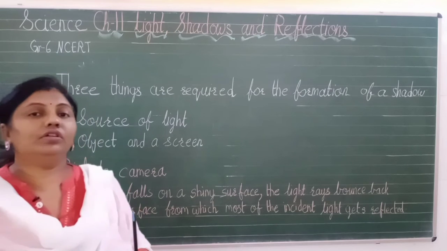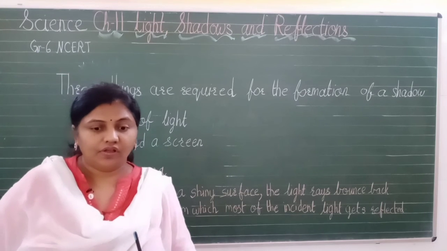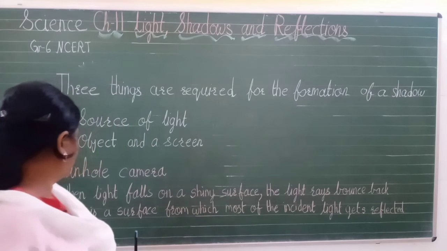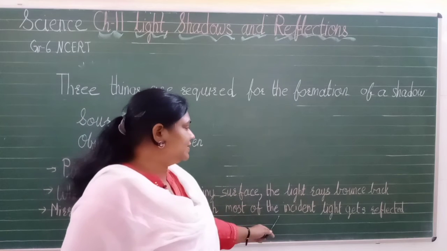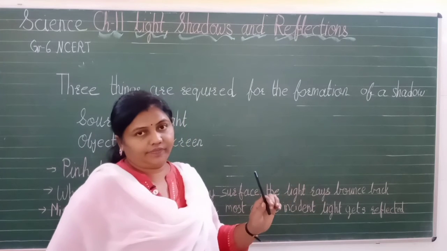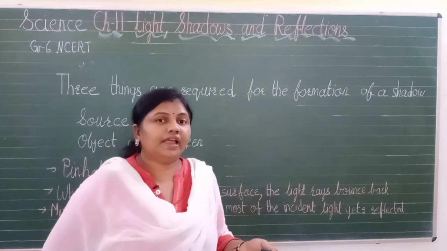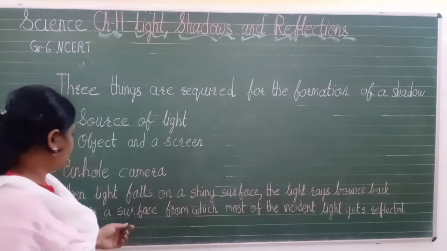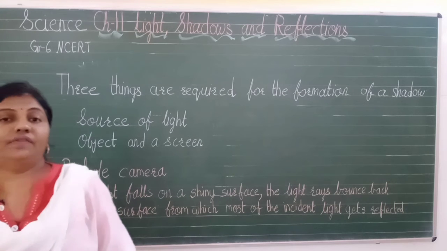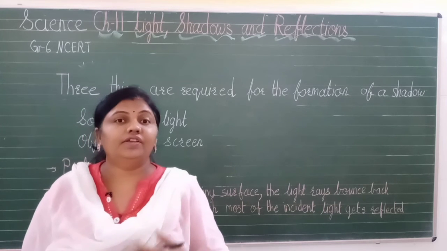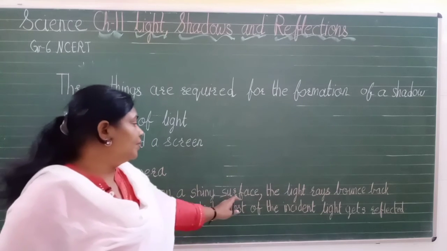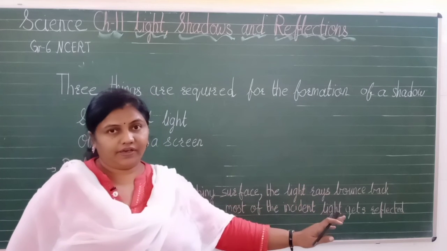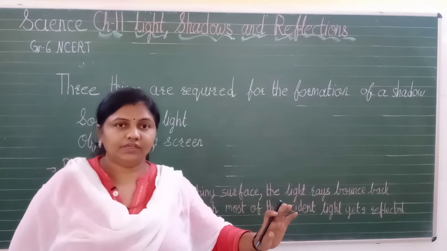Due to reflection only we can see the image. Mirror is a surface from which most of the incident light gets reflected. So, where does most of the light get reflected? From the mirror. You know very well, students, that we can see our image very well in front of the mirror. So, you are clear with reflection?